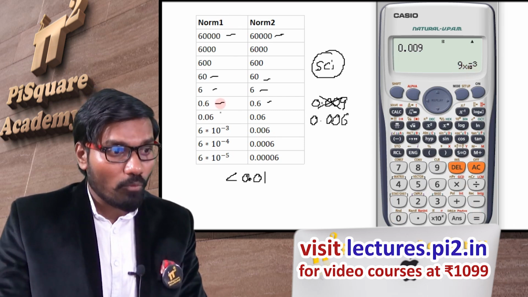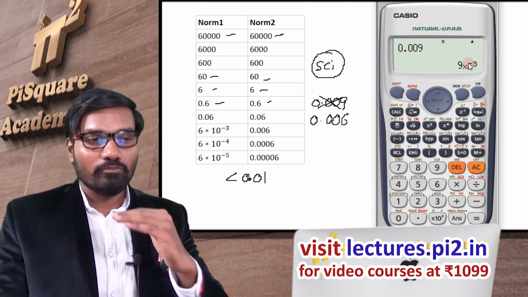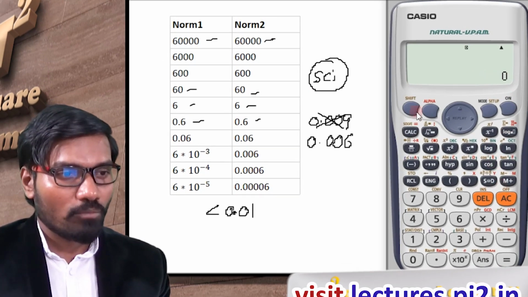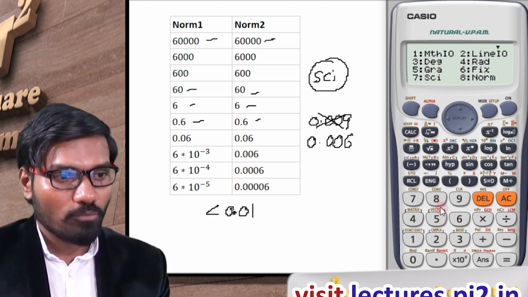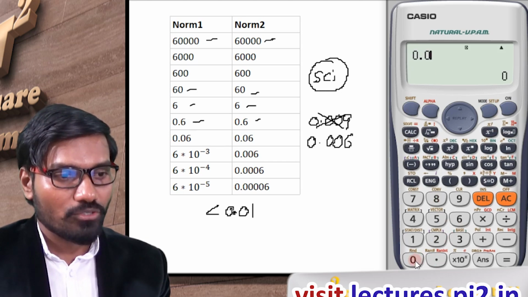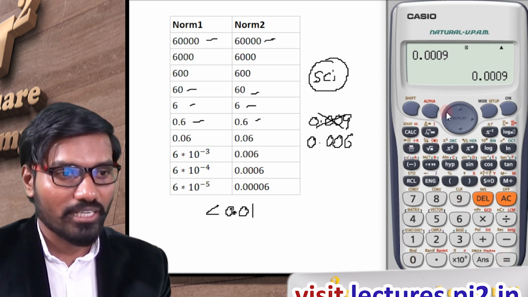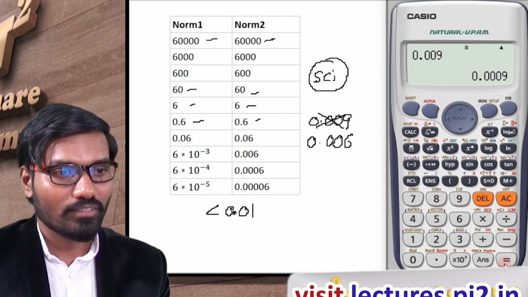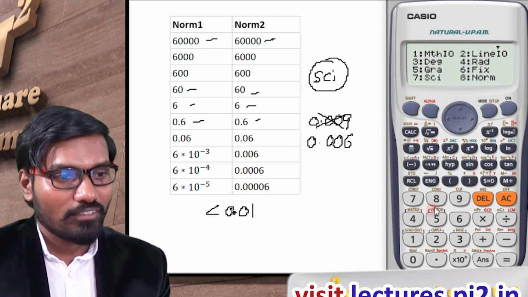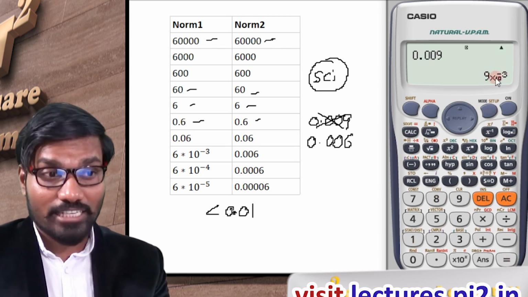That's for normal 1. For normal 2, whatever the value, that value will be displayed in a regular way. Now I think normal 1, normal 2 is clear. Let me just change it to normal 2 so that you will have clarity. Let me enter now 0.0009, anything you can enter. It will be displayed as it is. If this is normal 1 mode, then 9 into 10 power minus 3. It is in scientific mode.